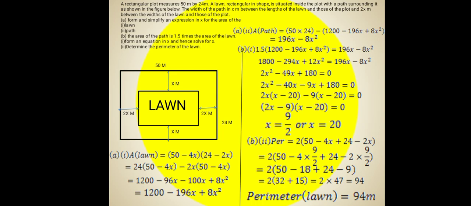Now, we have been told to determine the perimeter of the lawn. The perimeter we know is 2 times (length plus width). The length is 50 minus 4x, the width is 24 minus 2x. Solving that, we know our x is 9/2. Solving for that, we get that the perimeter is 94 meters.